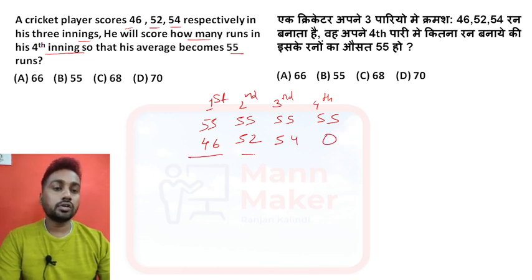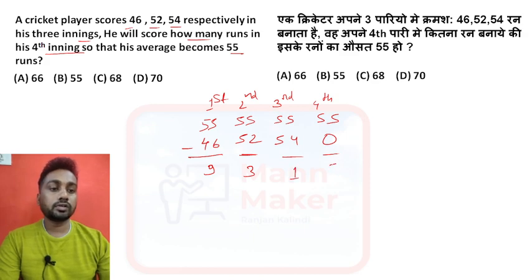Okay, so now what we need to do? We have to find the gap. So 55 minus 46 is 9. 55 minus 52 is 3 and 55 minus 54 is 1. 55 minus 0 is 55. Now what we need to do?